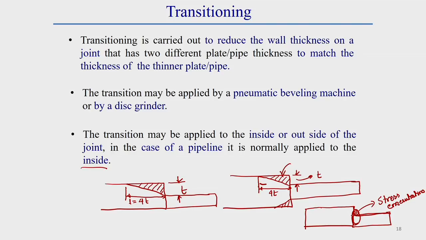Now if we do transitioning over here, between two different plate thicknesses, if we remove the material and then do the welding here, this abrupt change will not be there. Because we are removing this material, which makes a tapering, that means a slow change of shape, an abrupt change does not occur. So the stress concentration will be less, and we will get more fatigue life and less chance of fatigue crack growth.